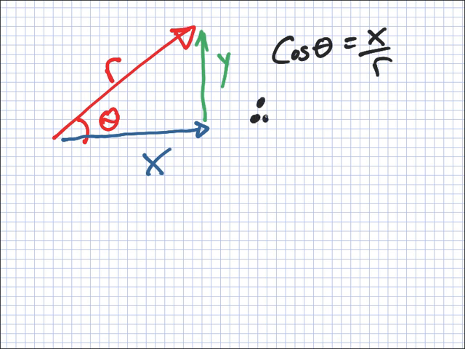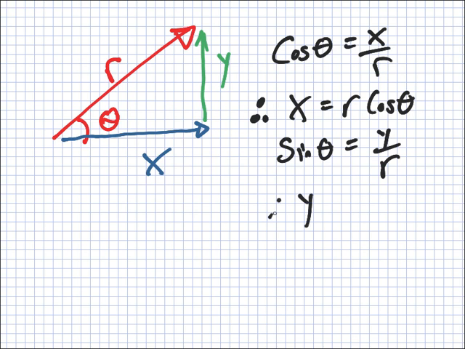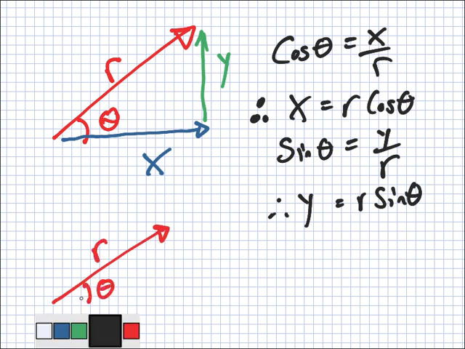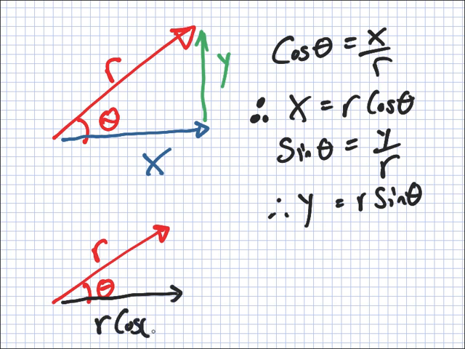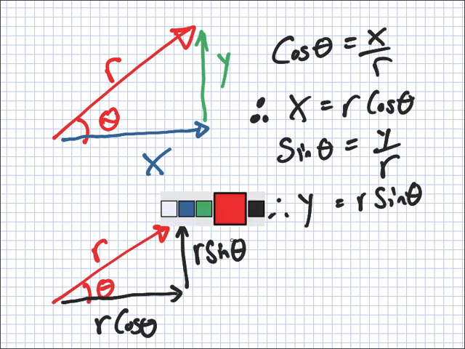So you could say cos theta equals x over R. Therefore, x equals R cos theta. And you can say sine theta equals y over R, so y equals R sine theta. So this is a useful trick. If this is R and this is theta, then this side is R cos theta, and this side is R sine theta.